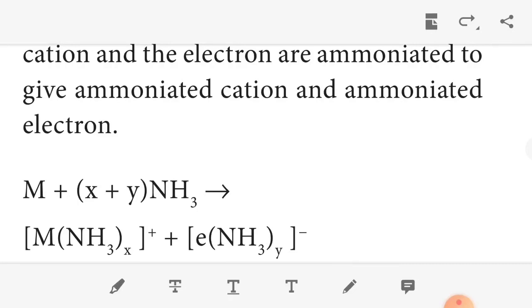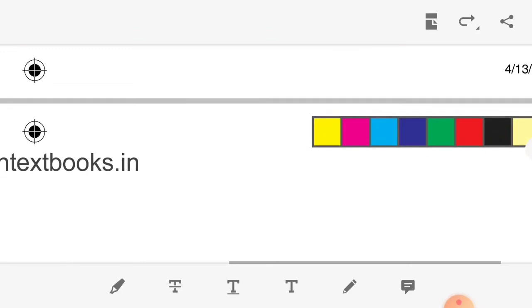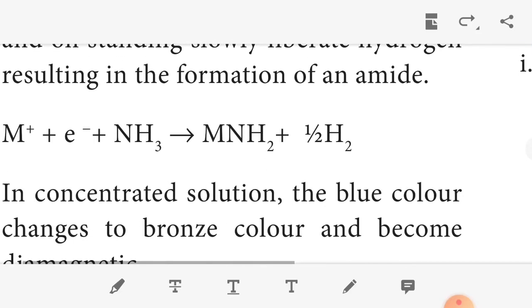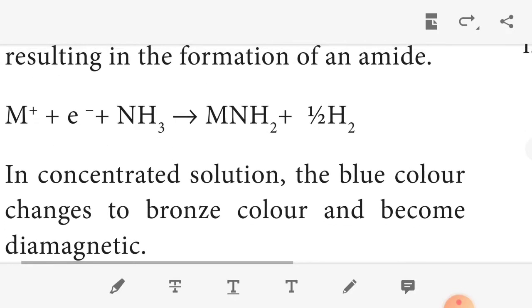Okay. The blue color of the solution is because the ammoniated electron absorbs energy in the visible region. We already saw that electrons go to an excited state, and when they come back they emit the excess energy. The blue solution is paramagnetic, and on standing it slowly liberates hydrogen, resulting in the formation of amide. That is M plus e plus NH3 gives amide plus hydrogen. In concentrated solution, the blue color changes into bronze color and becomes diamagnetic. In dilute solution it is paramagnetic, and the concentrated solution is diamagnetic.